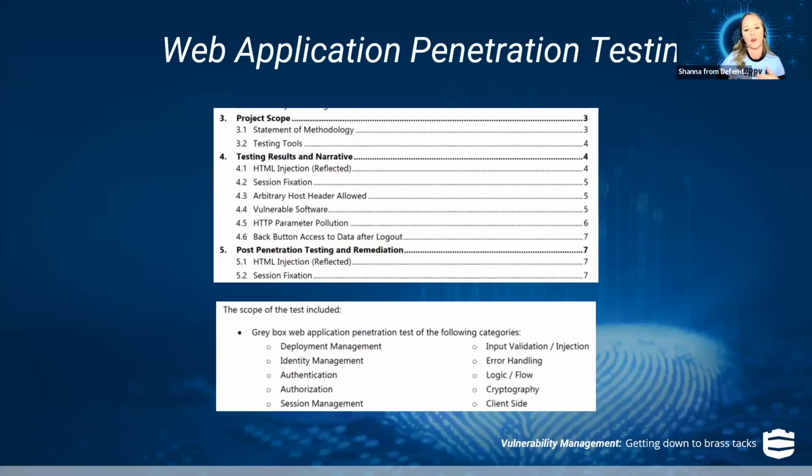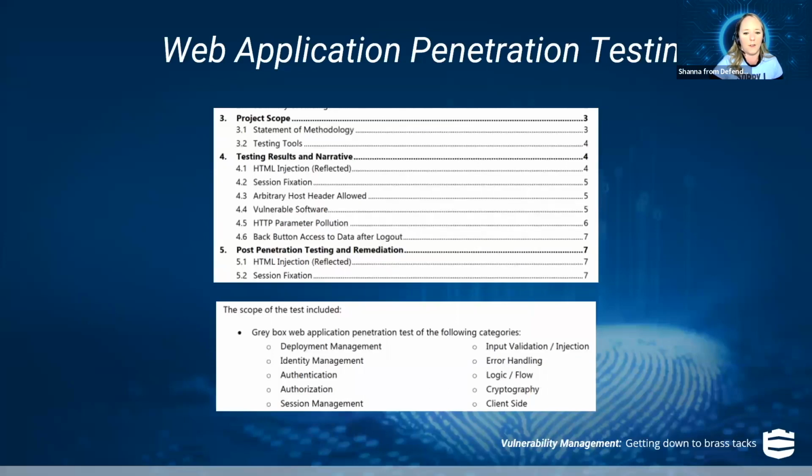Or the test could be credentialed. So you're functioning within that application as an authenticated user. What risks exist inside the application? So, can I compromise your app? Can I gain access to your database and download sensitive information? Can I gain control of your application or your server?